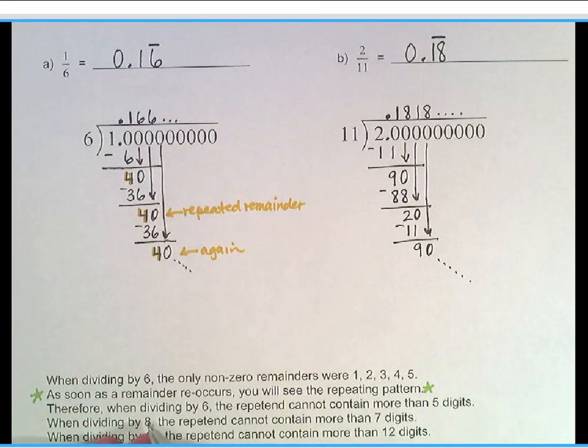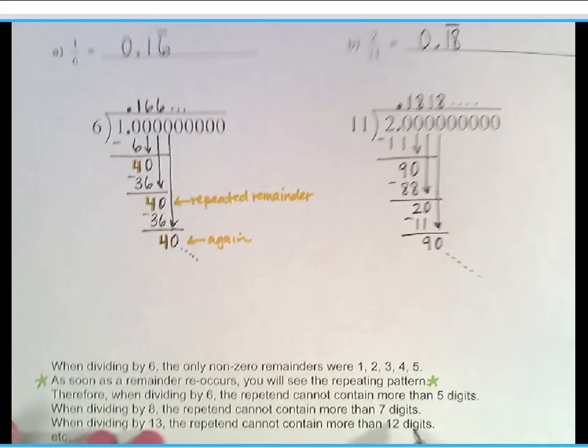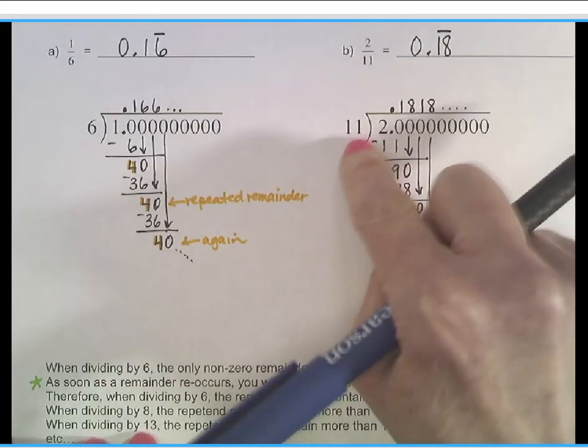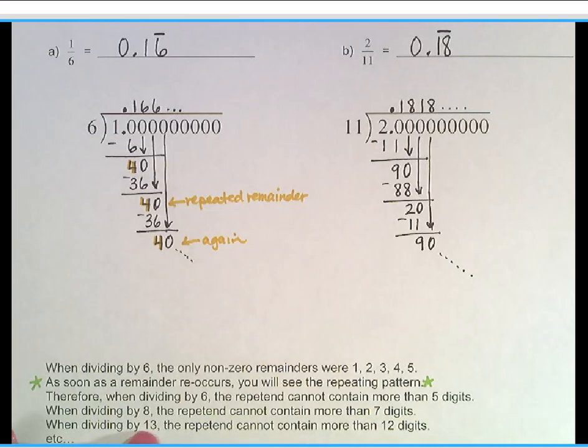If you're dividing by 8, the repetend won't have more than 7 digits. You see the pattern. If you're dividing by 13, the repetend won't have more than 12 digits. There's definitely a pattern here. So if we're dividing by 11, we know the repetend will not have more than 10 digits. That doesn't really make me feel better. Like, that's still a lot of places. But at least I know it wouldn't have more than 10.